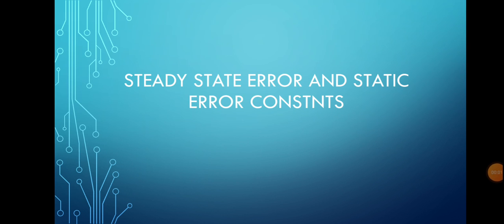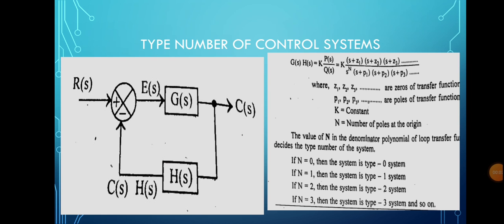Steady state error and static error constants. In this session, we will discuss how to find the steady state error, and also we will discuss the static error constants. And before that, there is a concept that is the type number of a control system.